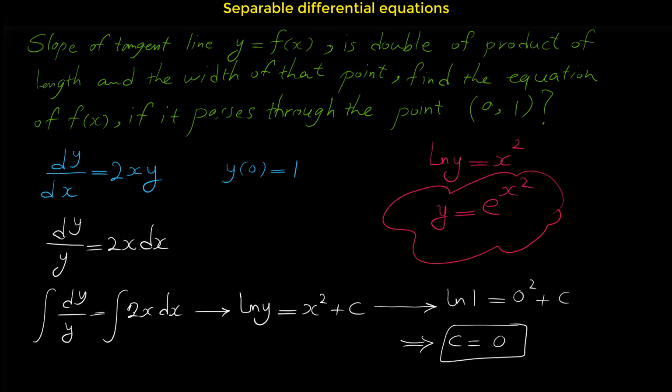So this is the function for which the slope of the tangent line at every point is double the product of length by width. And also this function passes through the point 0, 1.